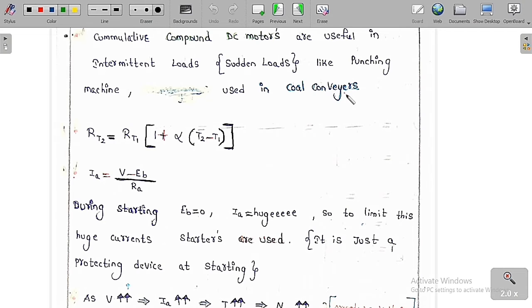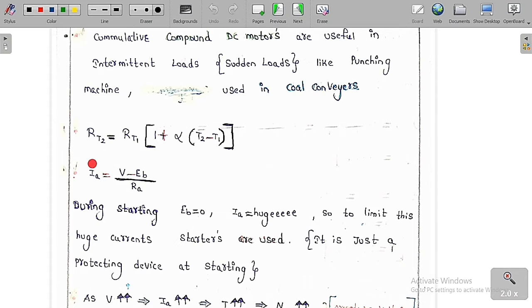So in these two applications, we are going to use the cumulative compound motor, and as I have already told you, the graph of the cumulative compound characteristics lies between the DC shunt motor and the DC series motor. So it is basically used for sudden variation of loads. Sudden variation of loads basically happens in coal conveyors and also in punching machines.